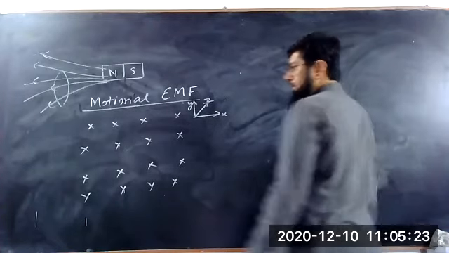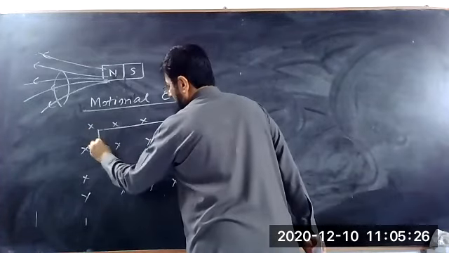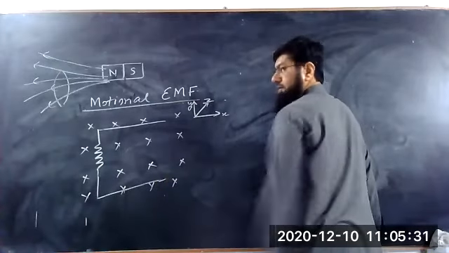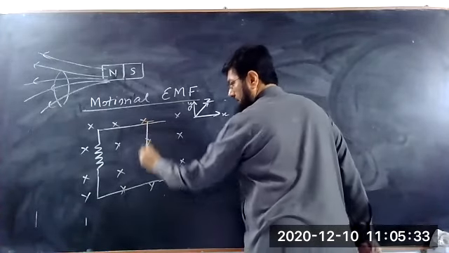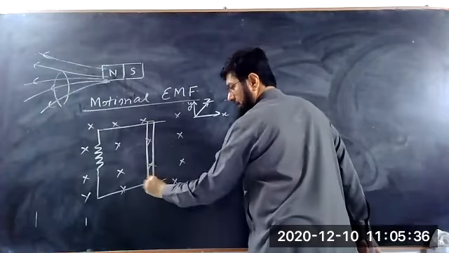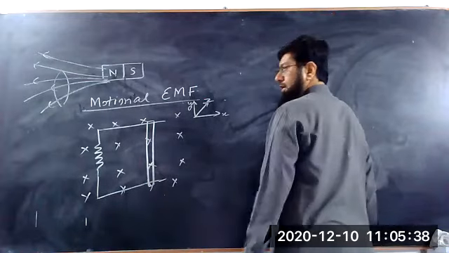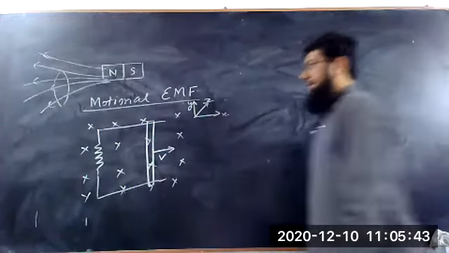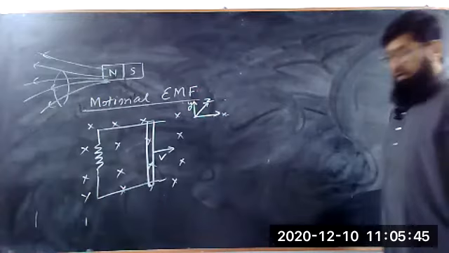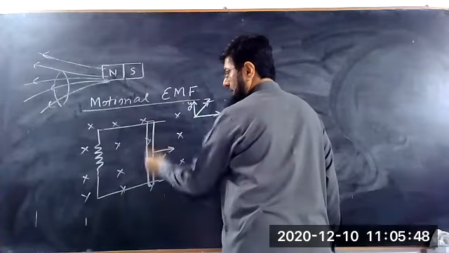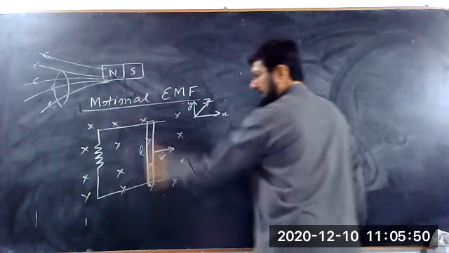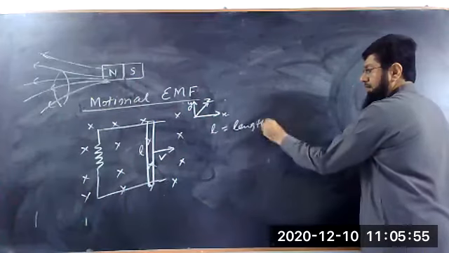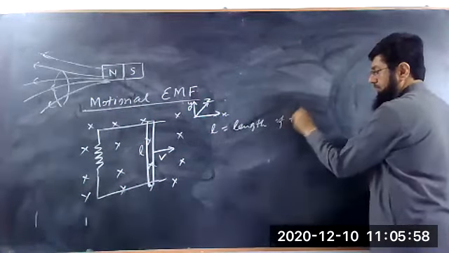This is the resistor which is connected in this circuit. This is a piece of wire which is moved with velocity v in the uniform magnetic field. Let's say the length of the wire is L.